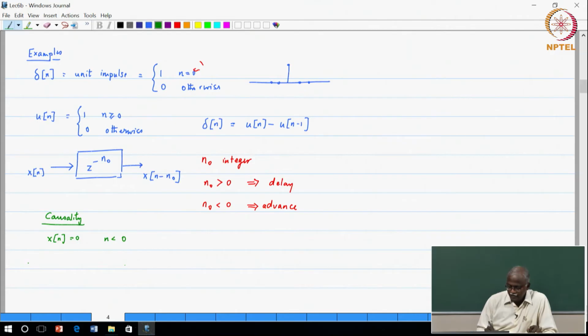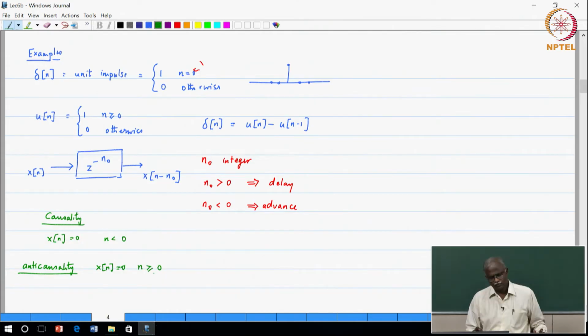And likewise, there is a condition for anti-causality, and that says that x of n must be equal to 0 for n greater than or equal to 0. So, there are sequences that can be neither causal nor anti-causal, which means that they are non-causal sequences, and those are very common that we work with.